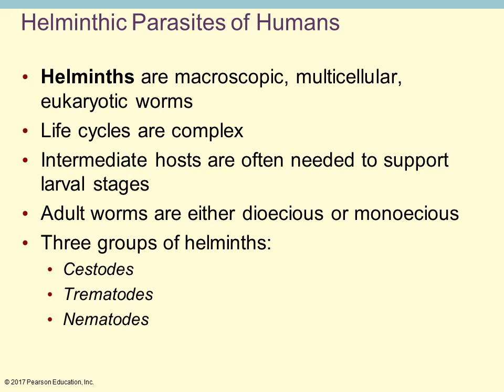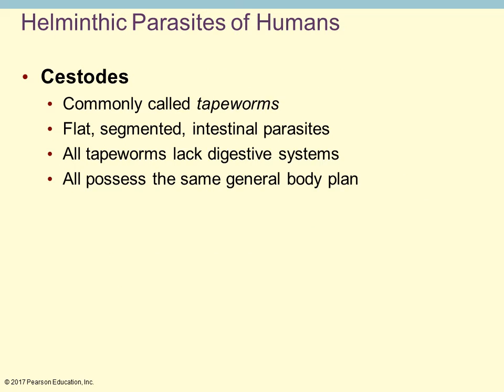Now we're moving on to the helminths. These are basically worms. They also tend to have a complex life cycle. They usually have an intermediate host. There are 3 different classes of the helminths. The first class, the cestodes, are commonly referred to as tapeworms.